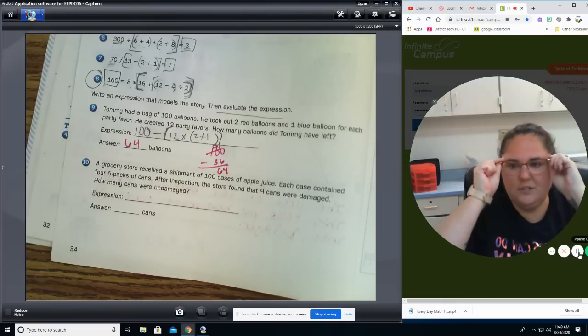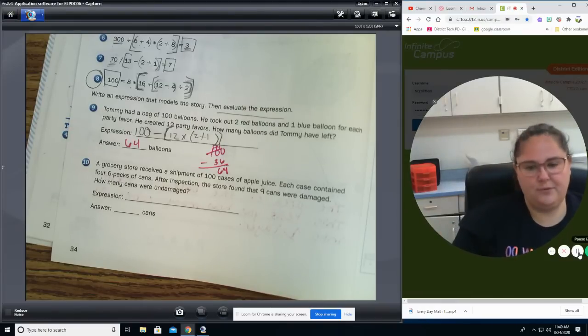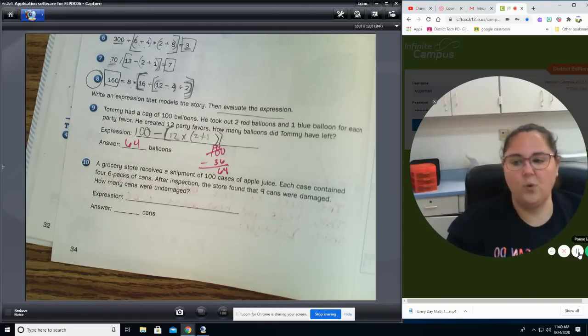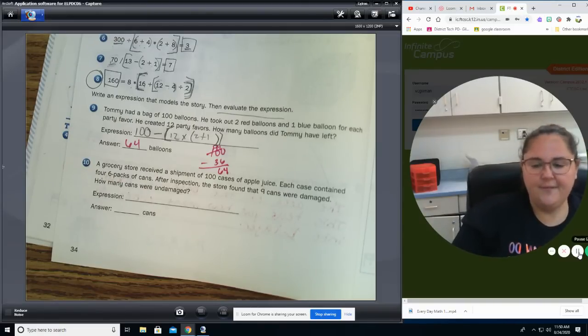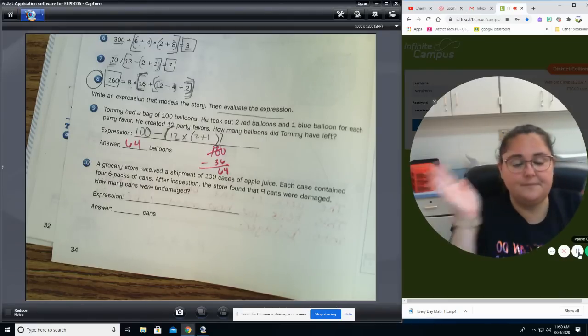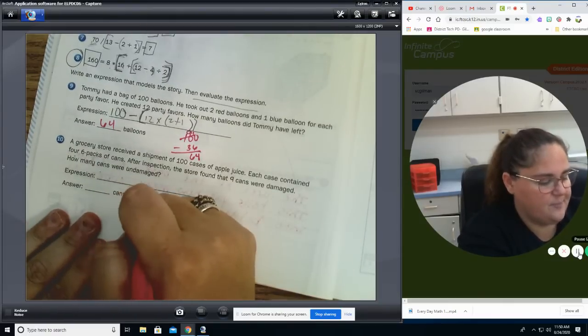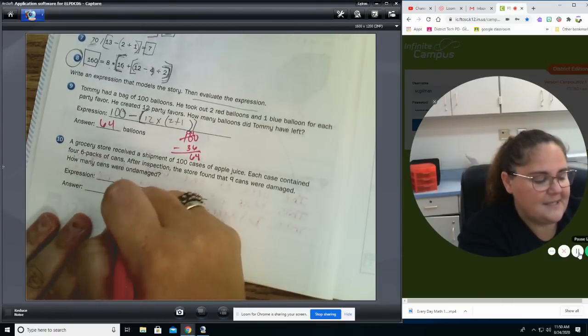Number 10 says, a grocery store received a shipment of 100 cases of apple juice. Each case contained 4 6-packs. After inspection, the store found out that 9 cans were damaged. How many cans were undamaged? Okay, so I'm going to start. Each case has 4 6-packs. So 4 times 6, that's a case.